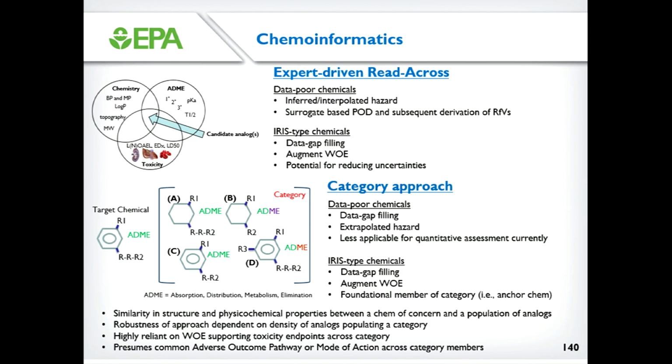For IRIS-type chemicals, again, data gap filling, augment weight of evidence, but one of the things I want to point out here is that third bullet, foundational member of a category. So it's a two-way information thing in a category approach. You can garner information from even more well-characterized members of a category for a data-poor chemical, but then that data-rich chemical can also then become a potential member of a neighborhood of that category. So we've used those approaches so far, not in IRIS yet. We're going to get to there.